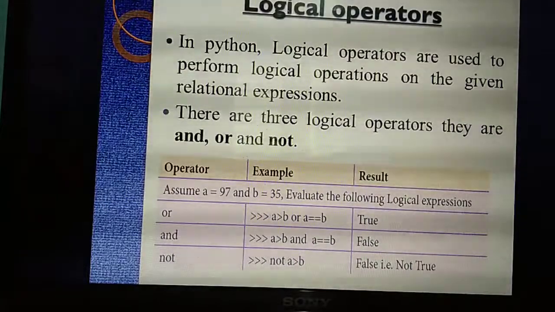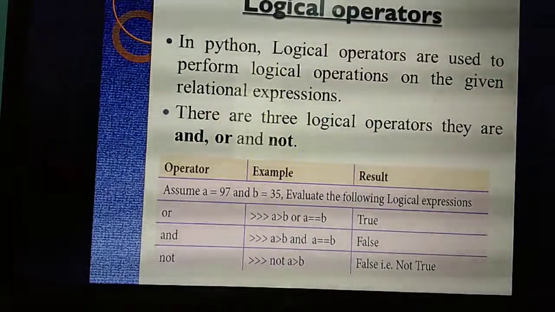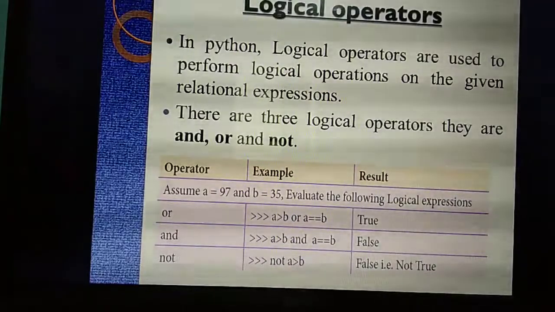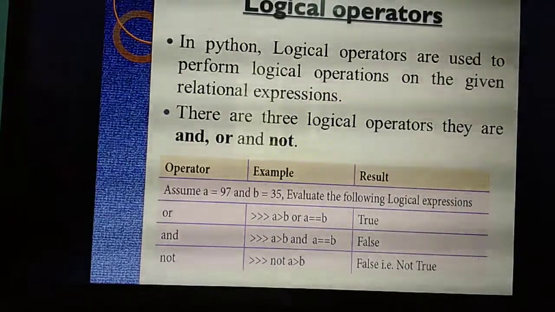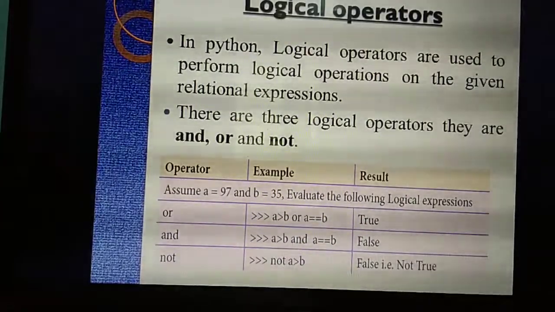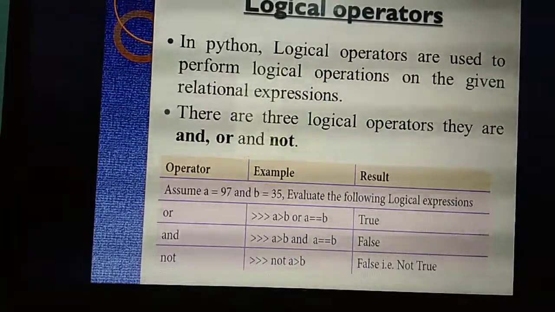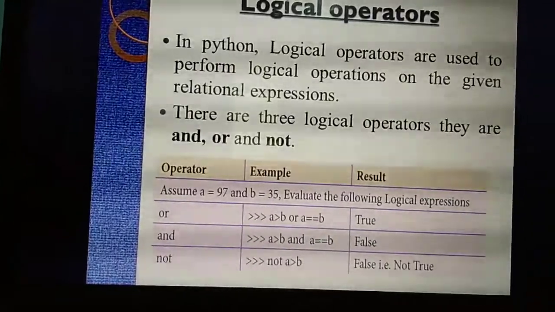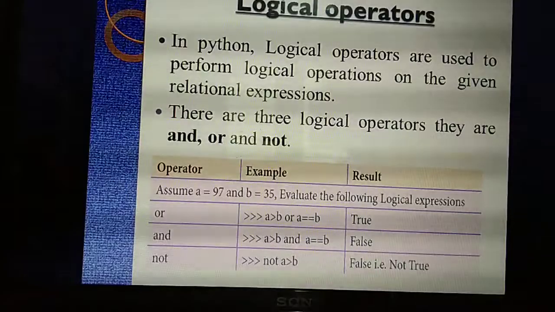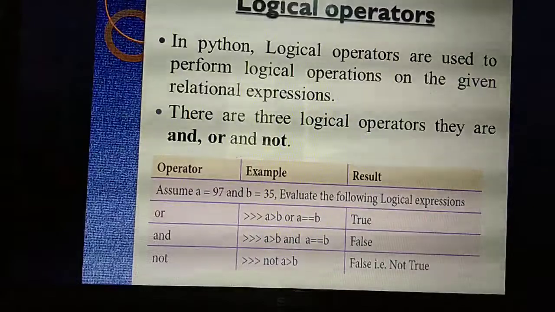Listen. What's the first logical operator? OR. What's the use of this OR operator? See, two conditions are given. If among the two conditions any one condition is true, the answer you will get is true. Understand? What's the use of OR operator? This OR operator will check the two conditions, and if any one condition becomes true, the answer you will get is true.